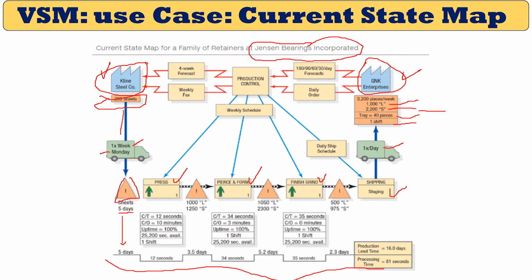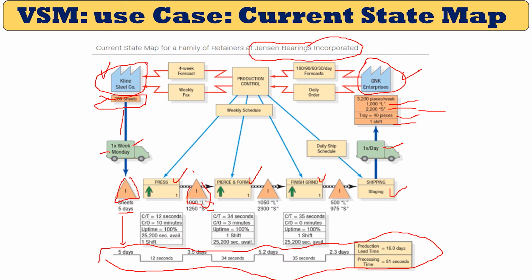The time ladder is this side of your value stream. You can see that it looks like a ladder. Our lead time goes on top, and our cycle time goes at the bottom here. Between the press and the piercing and form step, we also have inventory in the middle. You have inventory here, both for the large and for the small.